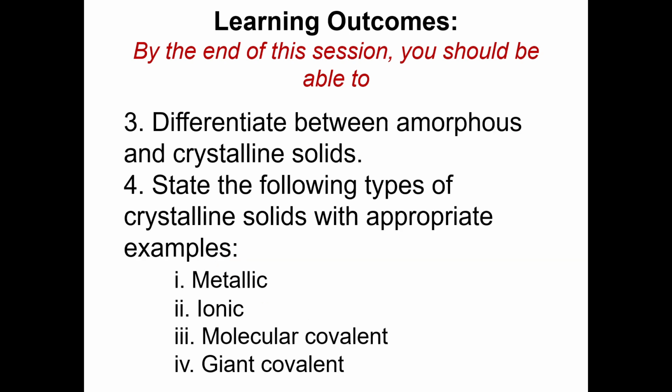Then we have two types of solid here: amorphous solid and crystalline solid. We are going to differentiate what is amorphous and what is crystalline solid, and we go into detail for crystalline solid. Crystalline solid is divided into four: metallic solid, ionic solid, molecular covalent solid, and giant covalent solid. We will explain each type of solid with appropriate examples.